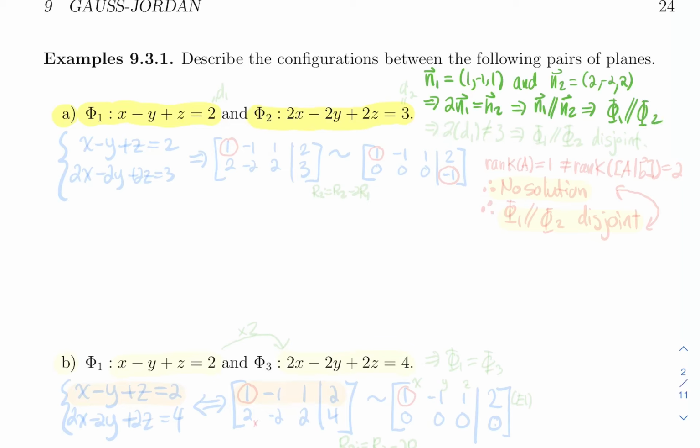But if you look at the d values, if you multiply 2 by d1, and d1 here is just 2, and you compare this with d2, which is obviously 3, these two quantities are not equal. So the final conclusion is that phi1 and phi2 are parallel disjoint.